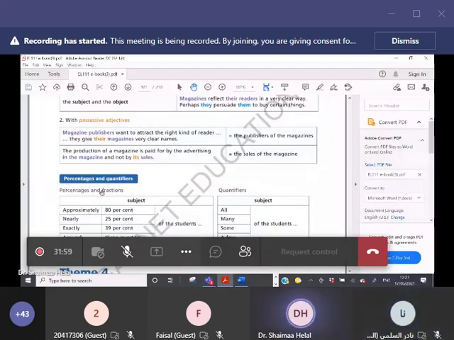Reference for percentages and quantifiers. We are using this: approximately 80% of the students. So here I'm referring to the percentage or percentages. 80% percentages here. Okay? And fractions. So approximately, what is the meaning of approximately? 80%. It means that I'm not sure. تقريبي, approximately. Nearly 25% of the students. Exactly. Here what I'm sure, exactly 39%. Around 3/4 of the students.